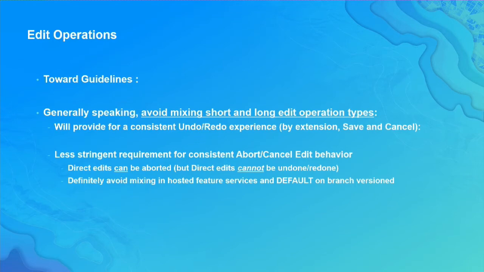A couple of things to definitely avoid: mixing in hosted feature services. Hosted feature service is different from a feature service on portal. It's usually on ArcGIS Online. That's what we call a hosted feature service. Definitely avoid bringing in data from default branch versioning. Branch versioning is mostly used by UN folks anyway, utility network folks, but they're certainly coming on board more and more.